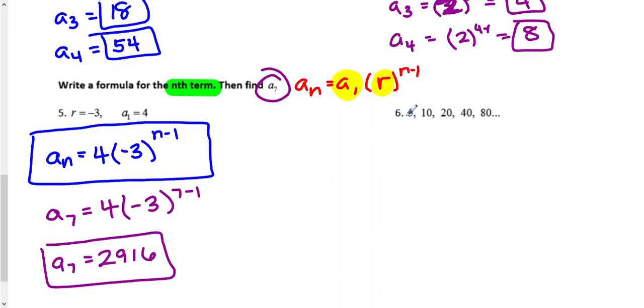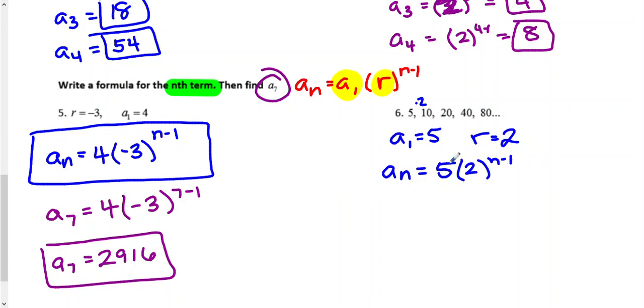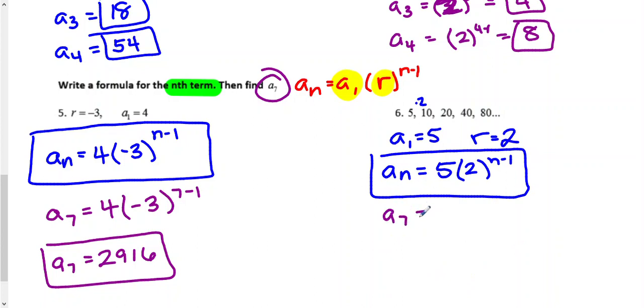Number 6 is very similar. Two things you need are a sub 1 and r. So a sub 1 is 5, because that is my first number. Then r is what I'm multiplying by. So 5 times what gives me 10? 5 times 2. So r equals 2. Which means my formula is a sub n equals 5 times 2 to the n minus 1. And there's my formula. Then to find a sub 7, we go a sub 7 equals 5 times 2 to the 7 minus 1.